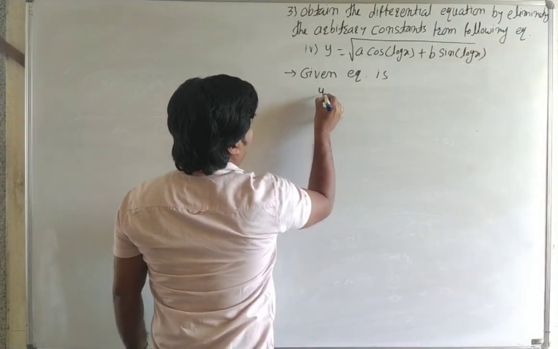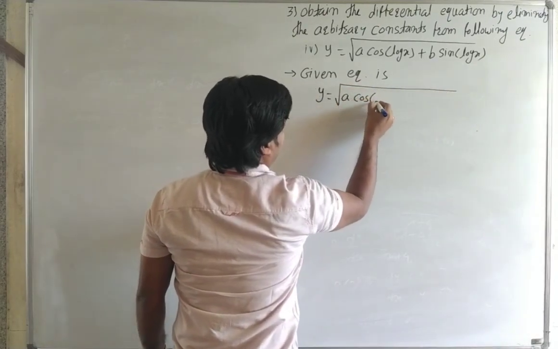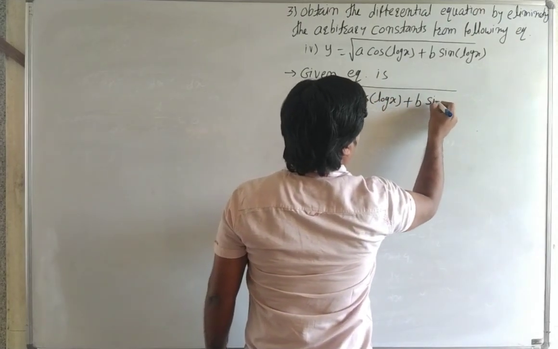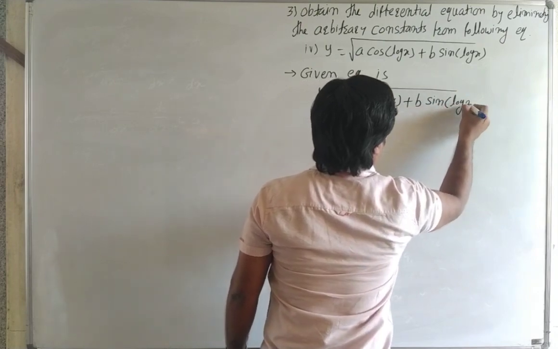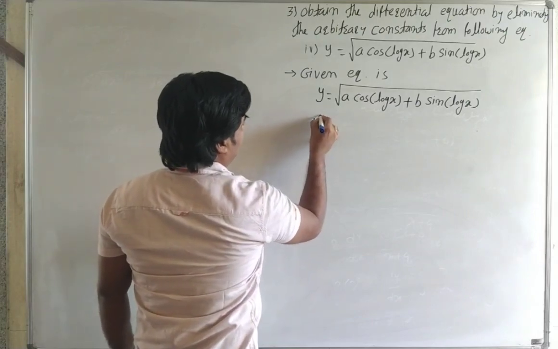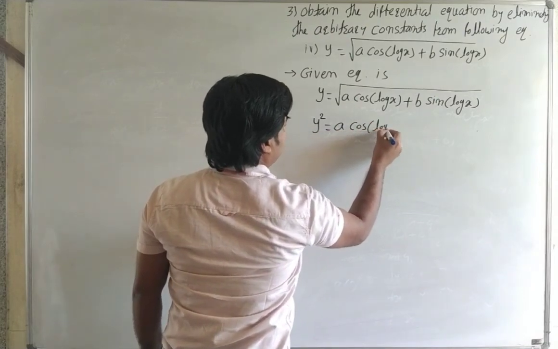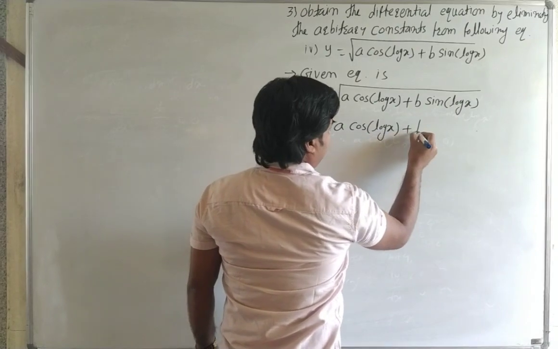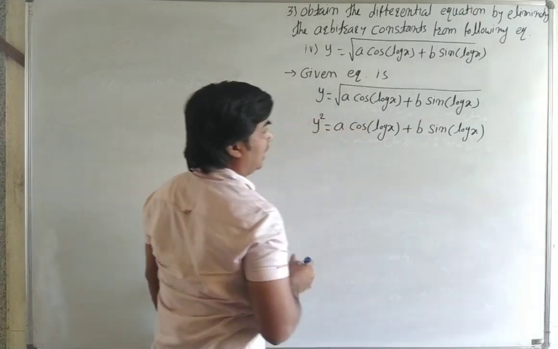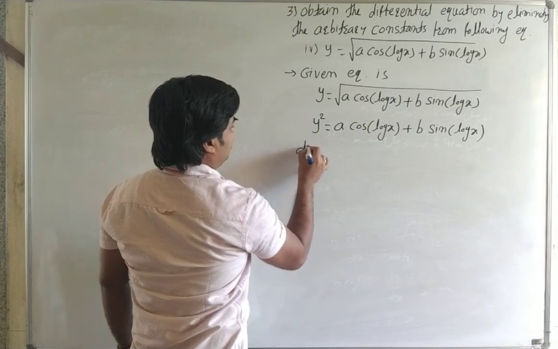Then given y is equal to under root of (a cos of log x plus b sin of log x). Then squaring on both sides, y squared is equal to a into cos of log x plus b into sin of log x. Okay. Now there are two arbitrary constants, we differentiate 2 times. Therefore differentiate with respect to x.